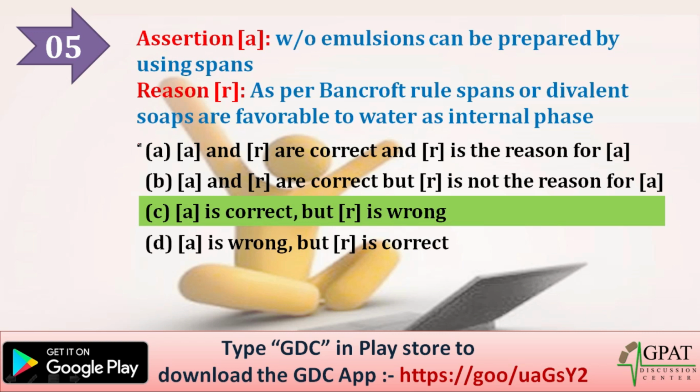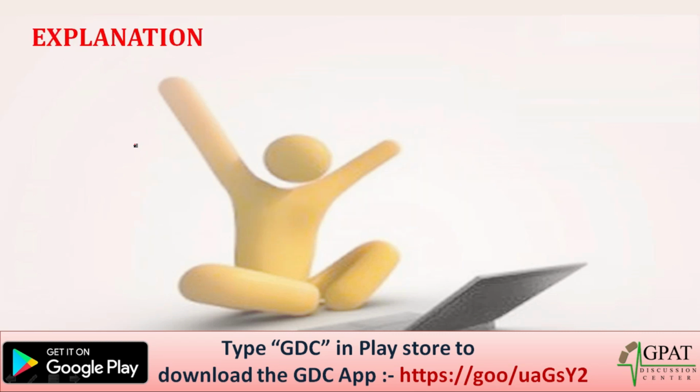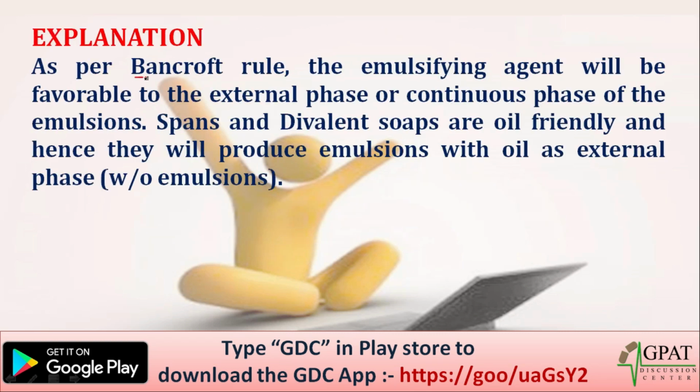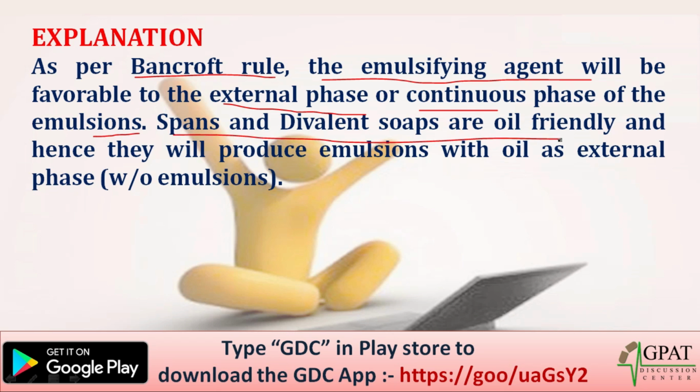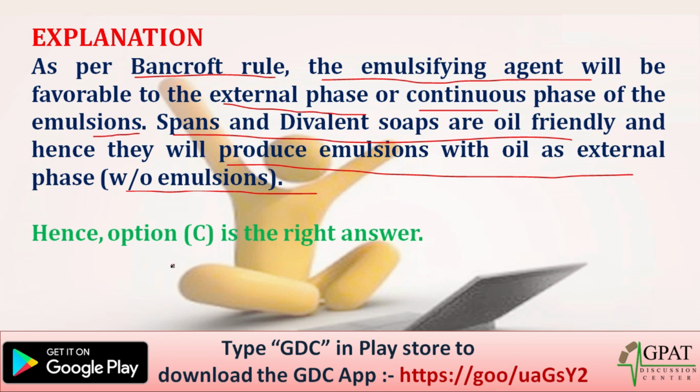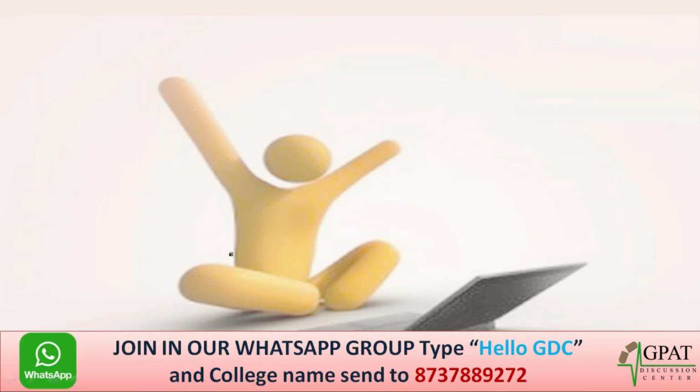So let's discuss with the help of the explanation that as per Bancroft rule, the emulsifying agent will be favorable to the external phase or continuous phase of the emulsions. And spans and divalent soaps are oil friendly, and hence they will produce emulsions with oil as external phase. So it is W by O emulsions. So the correct option is C.